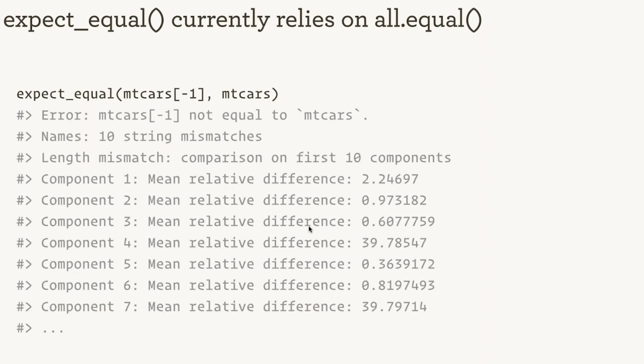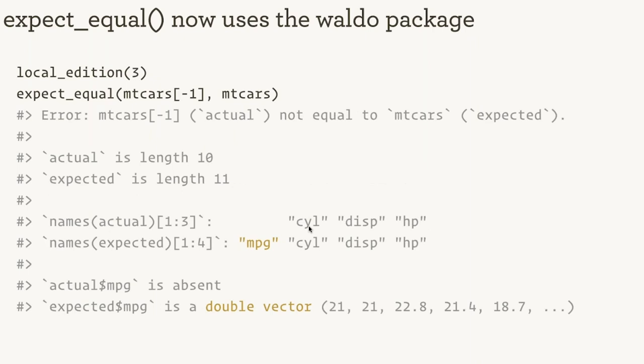So now we use Waldo. To use this, I'm just going to use this function called local edition. This is not something you generally need to use in your tests because you'll convert a whole package to use the third edition, but we provide this local edition function for writing things like vignettes, so we can explain this new edition. This just temporarily sets the edition to the third edition. So now we use the third edition, and this is the new Waldo output.